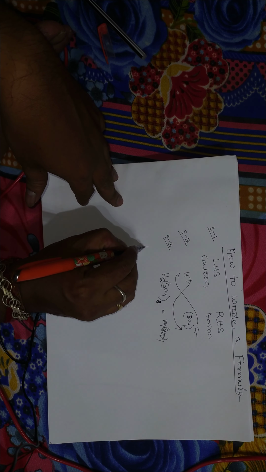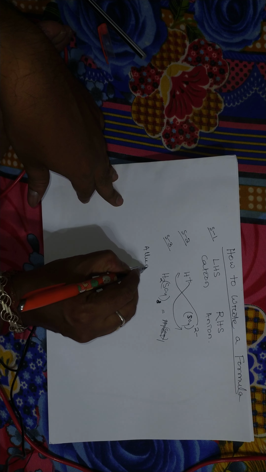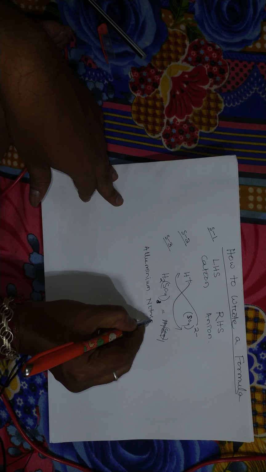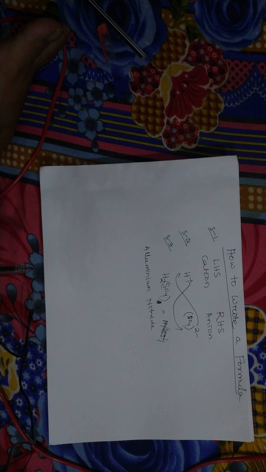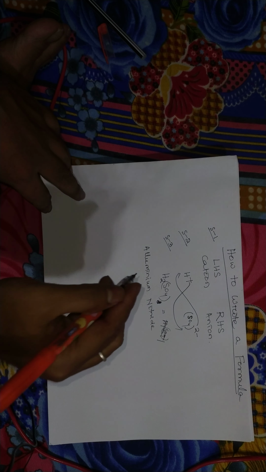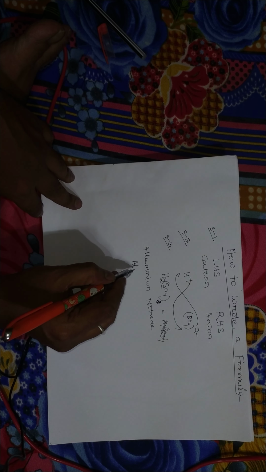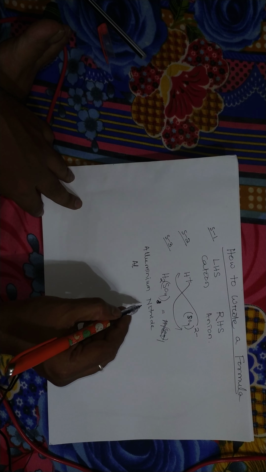So I am taking another example. Suppose aluminium nitride. First I will select which one will be cation and which one will be anion. Aluminium is a metal, so it is electropositive in nature, that means it is a cation. So I will write the symbol of aluminium, Al, on the left hand side, and for nitride the symbol is N.